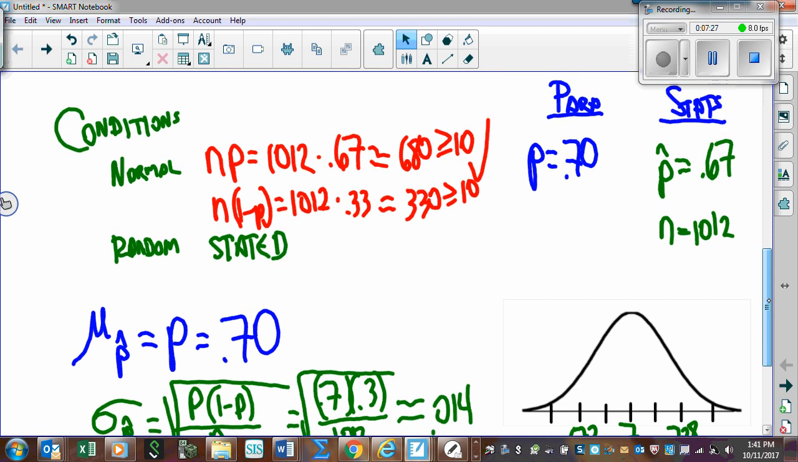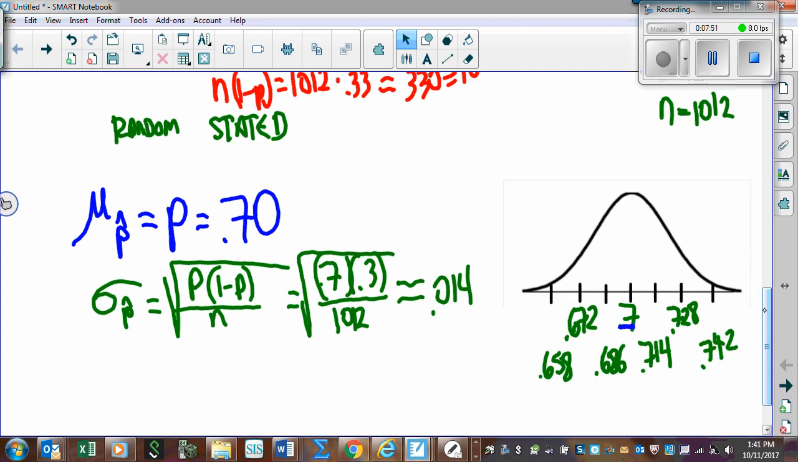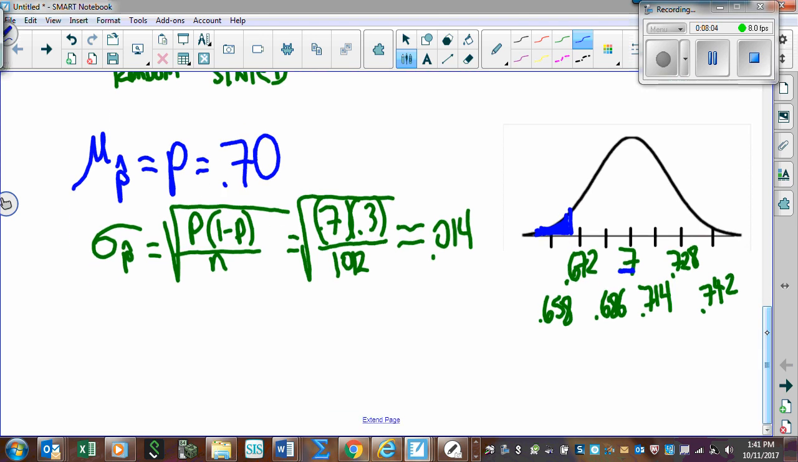Okay. And so now, to answer the question, what is the likelihood that if the expert's claim is true, they would receive a sample of 1,012 adults in which 67% or fewer. Again, you can have a whole long problem with maybe just 1 or 2 words that will tell you the direction that you're going to shade. So we're going to find 67% on our drawing. Okay, it's pretty far to the left, just to the left of 0.672, or fewer. And so that's going to be smaller. Now, all of a sudden, we've done the hard work, and now this becomes a Unit 2 problem, just finding the area under the curve.